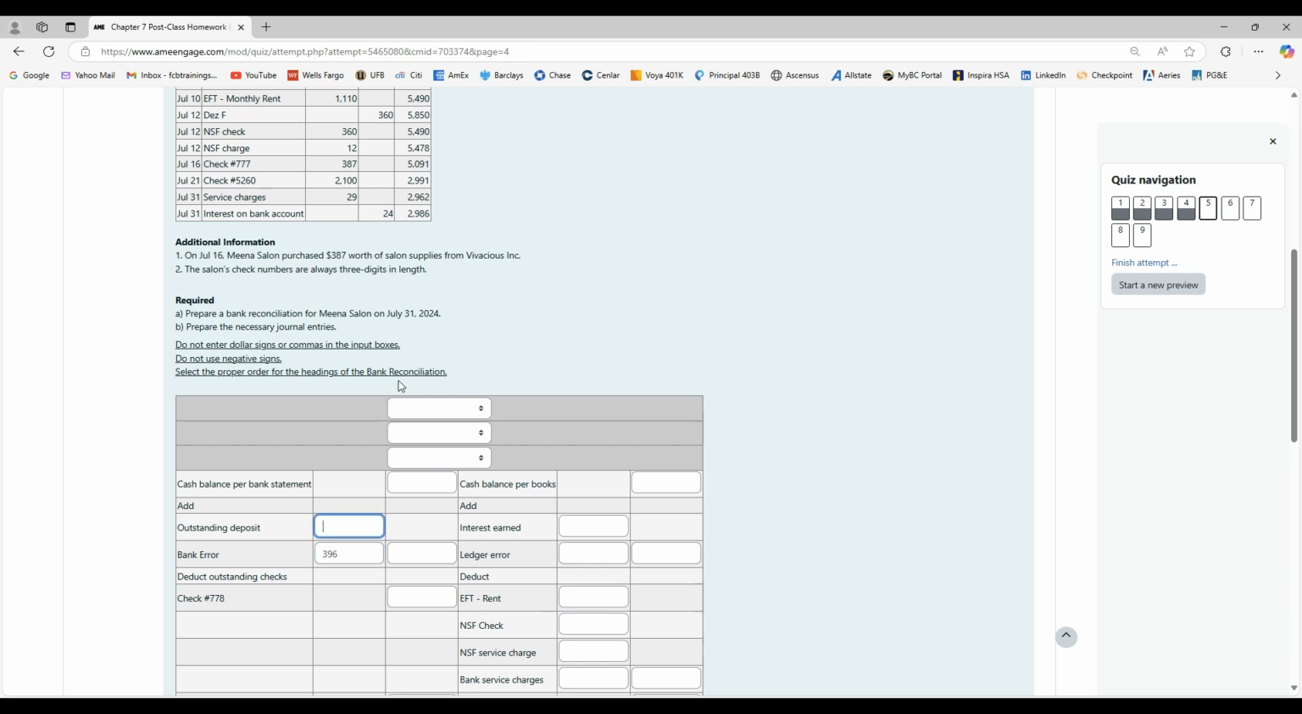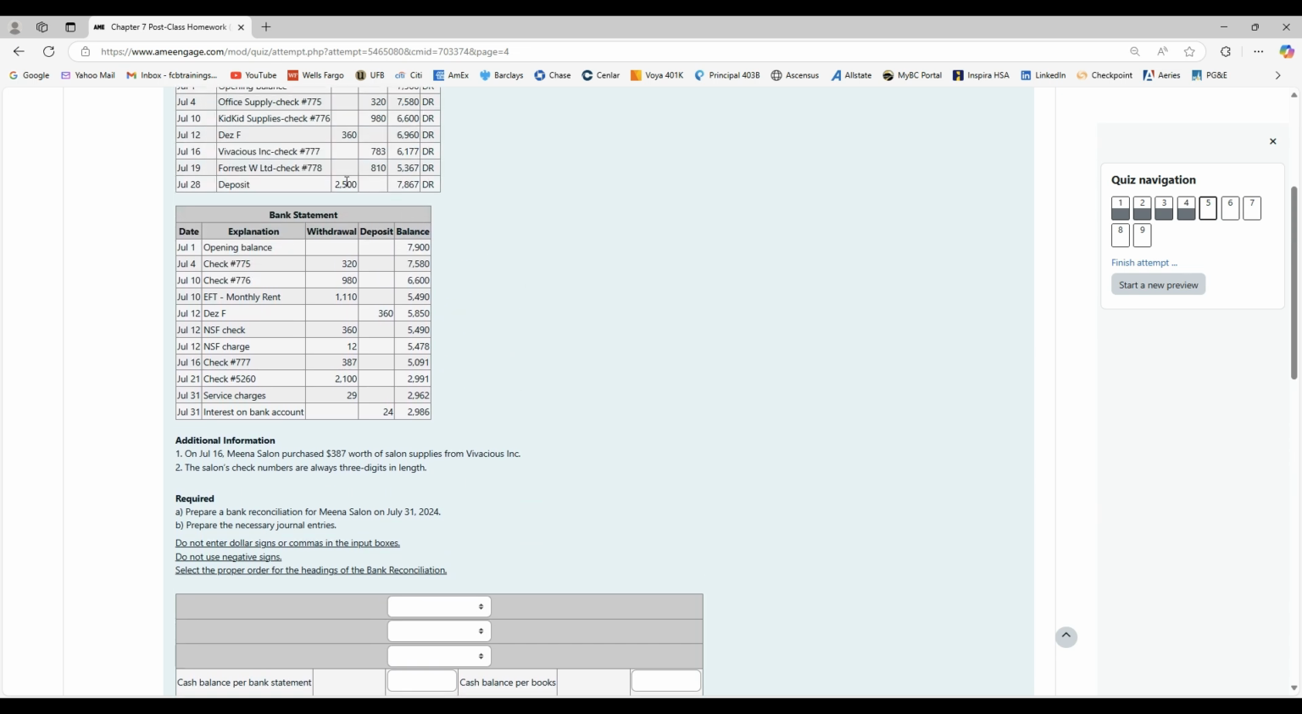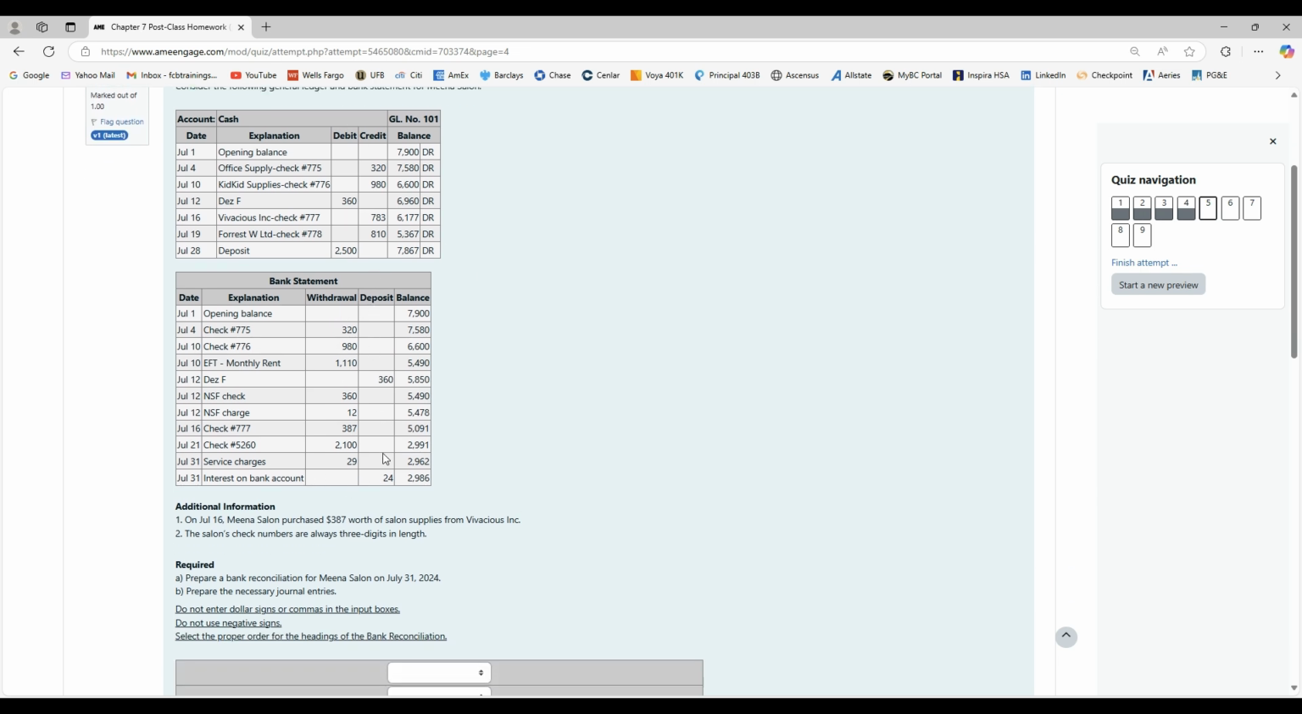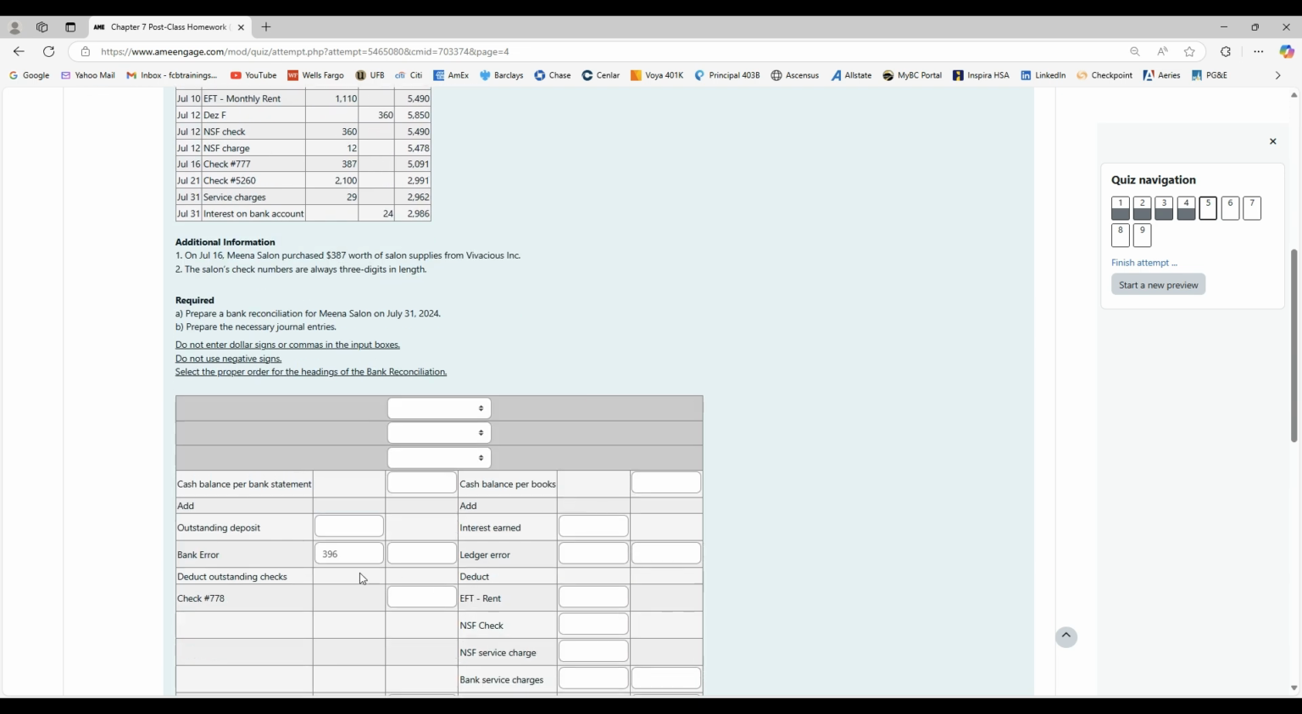So that's the 396. Says there's an outstanding deposit, 2,500 we made, shows up on the ledger, but the last deposit was 360. It's 2,500. That should be what, 28.96. And the cash balance per bank statement was 20.96. So similar. It's weird.